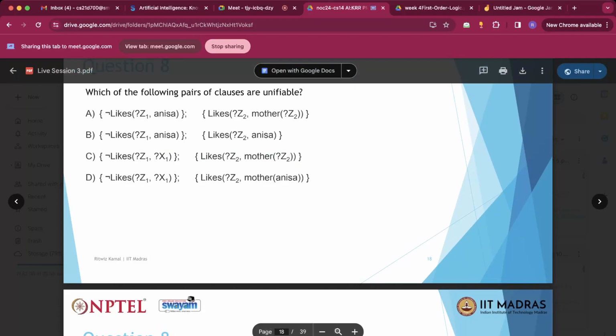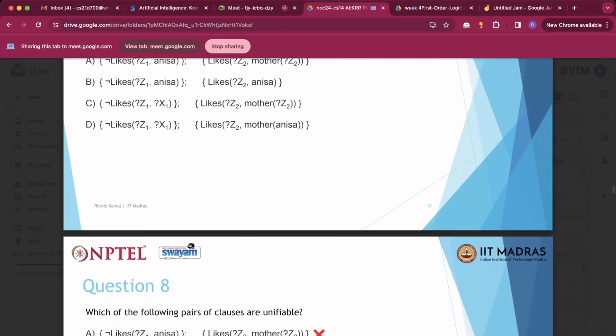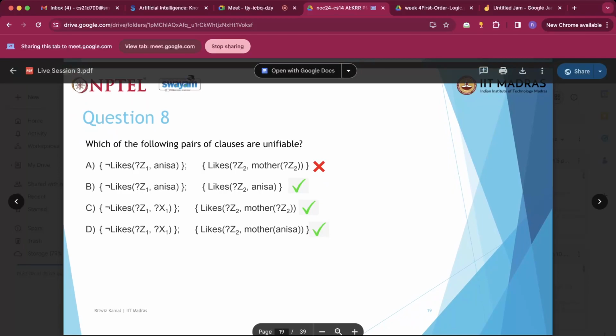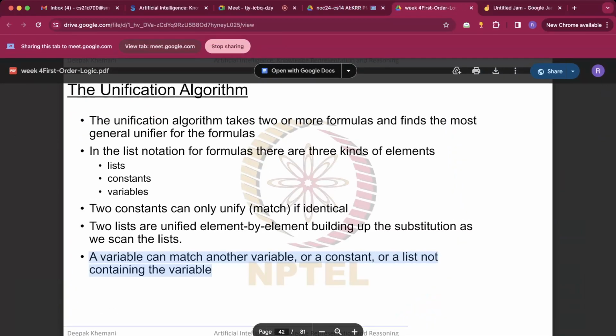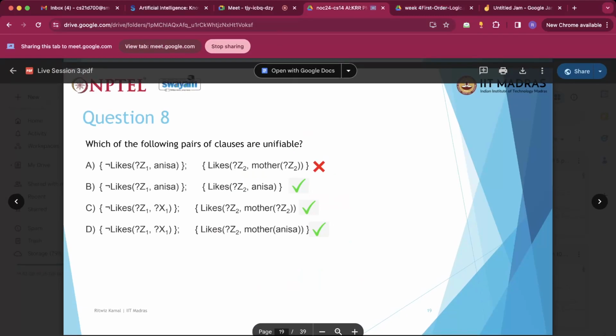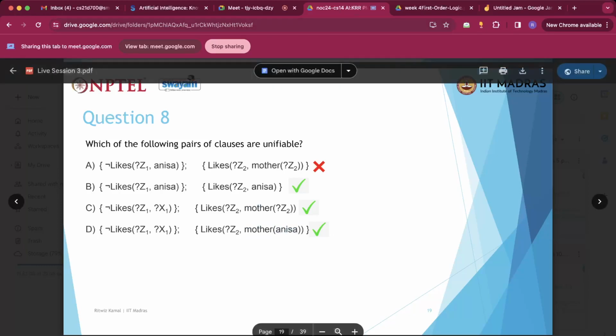What about option D? We can replace z1 and z2. Can we replace x1 with mother Anisa? No, we can't. Mother Anisa is a constant. See, we can do that over here because mother Anisa is a function over here, right? Mother is a function, see, starting with a small letter. Here it says that a variable can match another variable or a constant or a list not containing the variable. And we have mother Anisa over here. Anisa is a constant. Yes. Okay. So the correct options are B, C, and D.